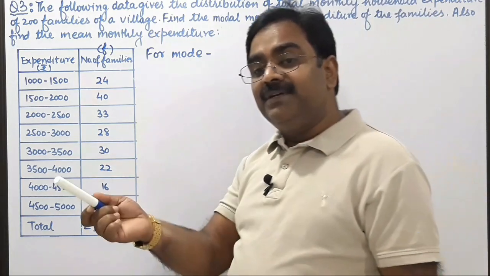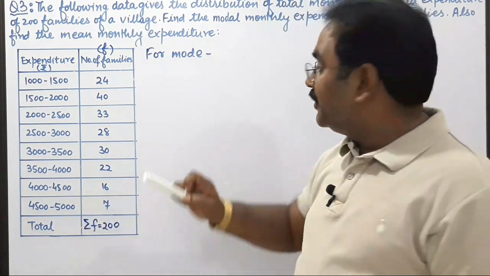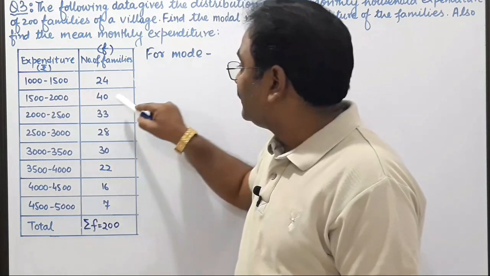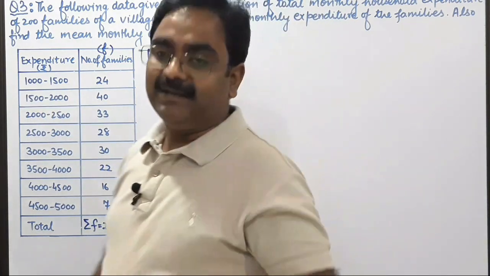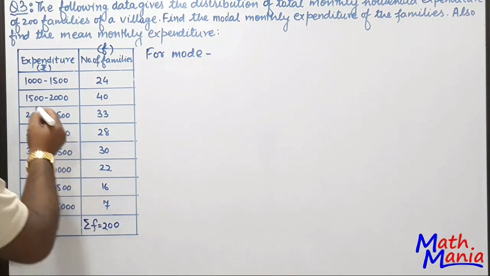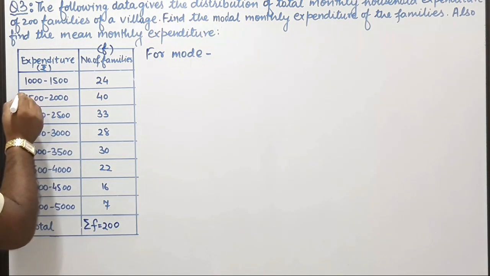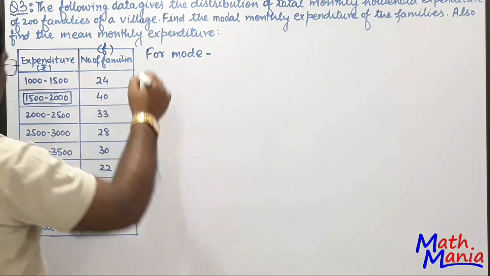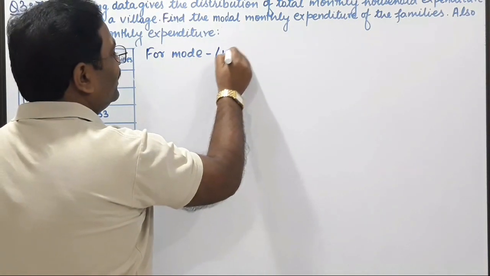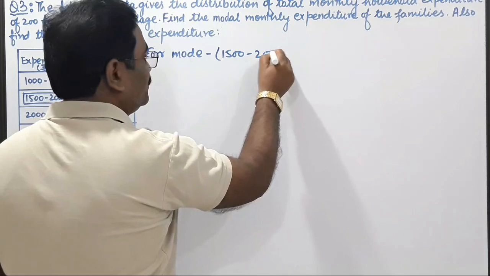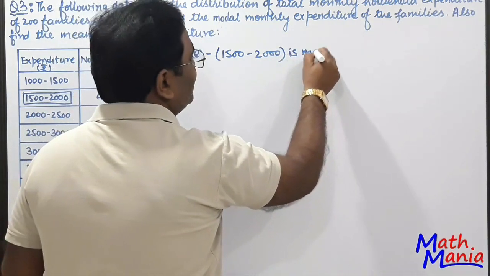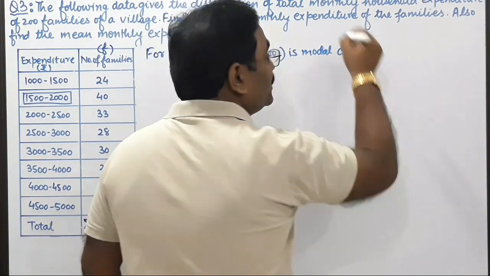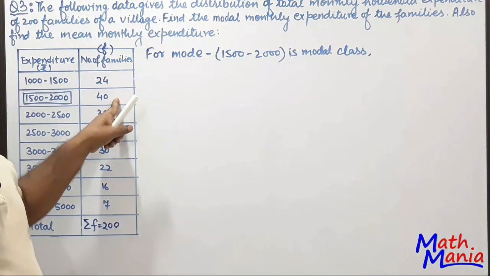So which one is the most one? Which is the biggest frequency? 40. So therefore this class interval is called the modal class. It means for mode, 1500 to 2000 is the modal class, and what is the reason behind it? Because 40 is the maximum frequency.